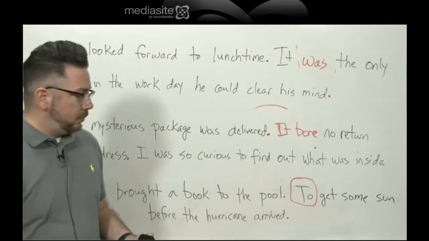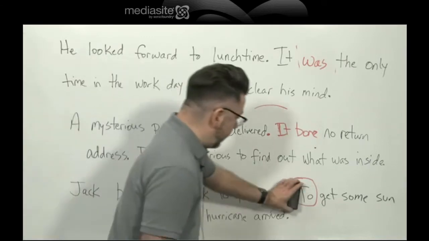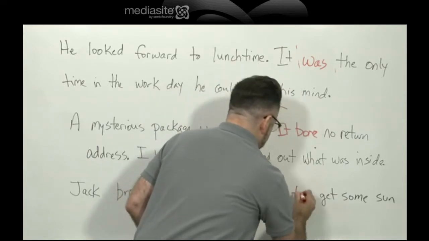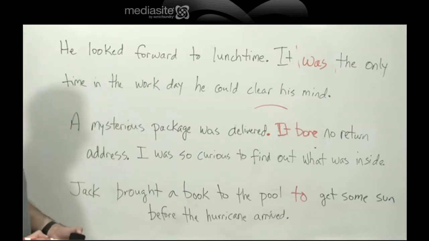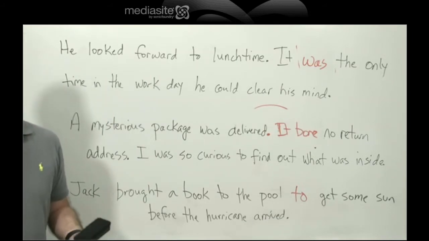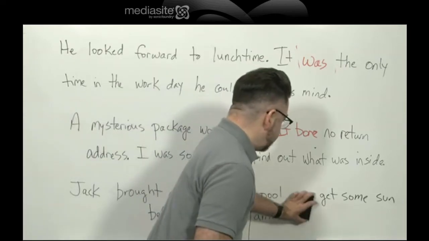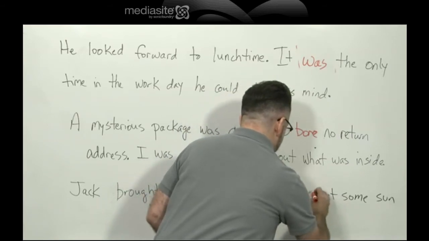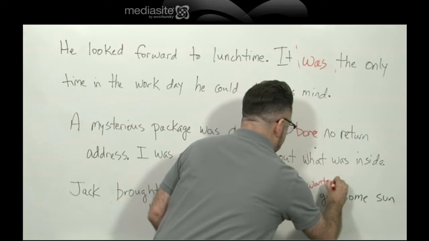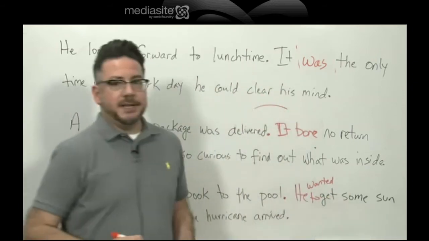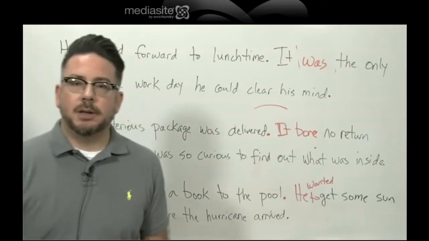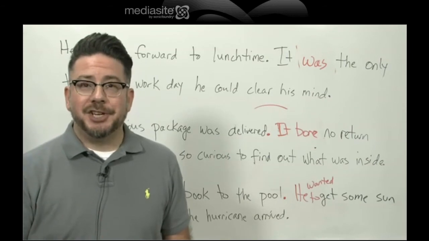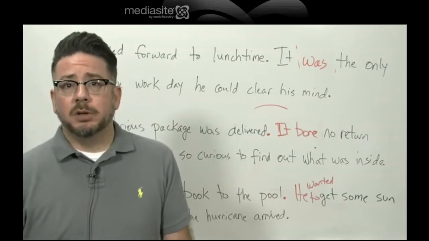So what do we do? Well, the simplest way might be to simply combine these two, or to add another complete thought. He brought a book to the pool to get some sun before the hurricane arrived. That takes care of it. We could also add in a subject and verb. He wanted to get some sun, and now that also eliminates the fragment. So those are some more examples of correcting ing and to fragments. In the next video, we'll look at the next set of rules.